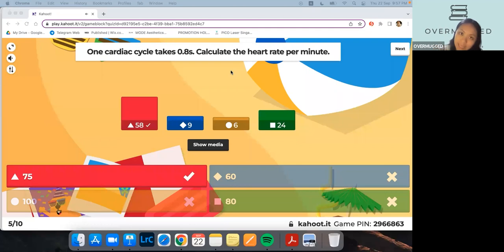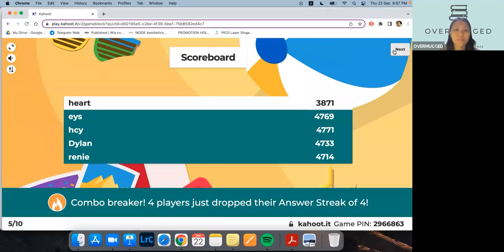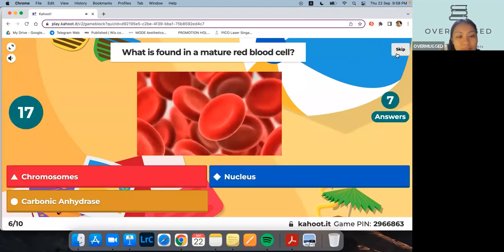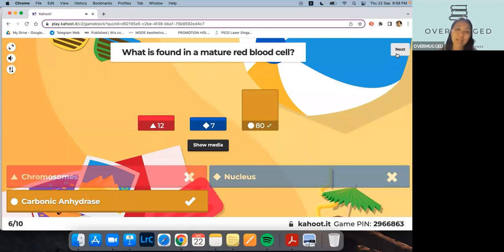Yes, it's 60 seconds divided by the cardiac cycle length. So 60 divided by 0.8 is 75. And we slowly see the scoreboard with about the same names. So let's see. Carbonic anhydrase, because red blood cells have no nucleus, therefore no chromosomes.